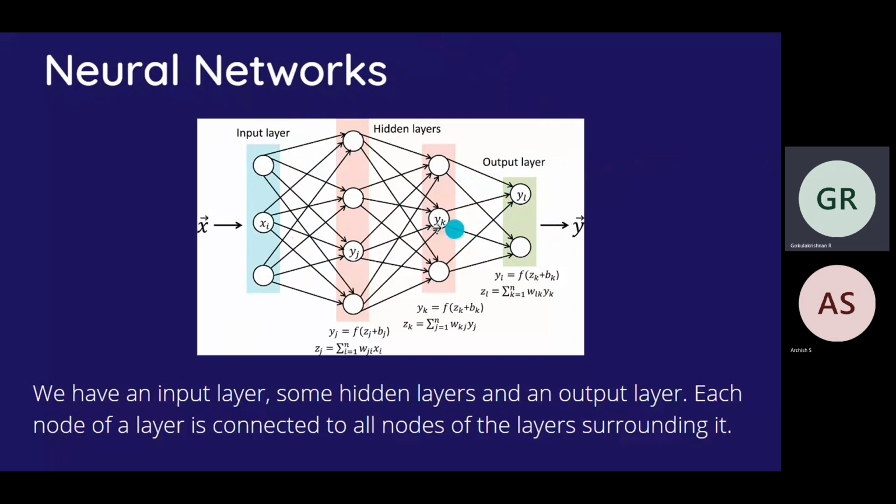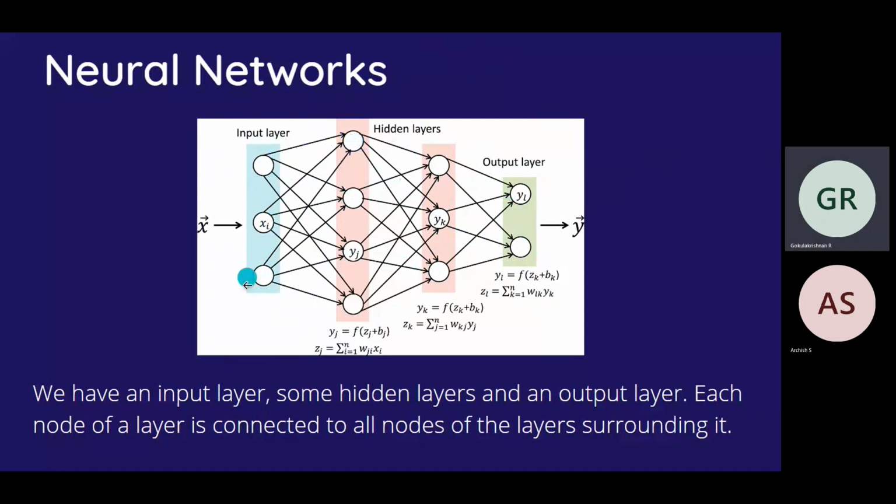So the structure of a neural network is like this: you have an input layer, some hidden layers, and an output layer. Each node of each layer is connected to each node of the preceding layer and each node of the succeeding layer as well. The connections are shown by these arrows here. All these connections have some weight, and each node of the hidden layers and the output layer will have something known as the bias.